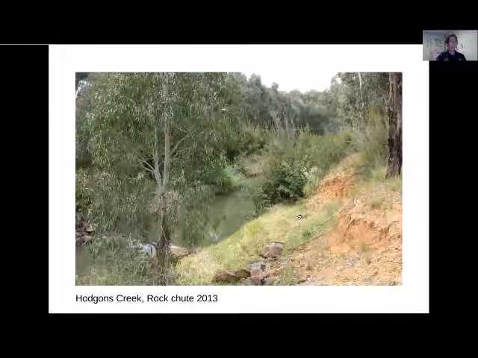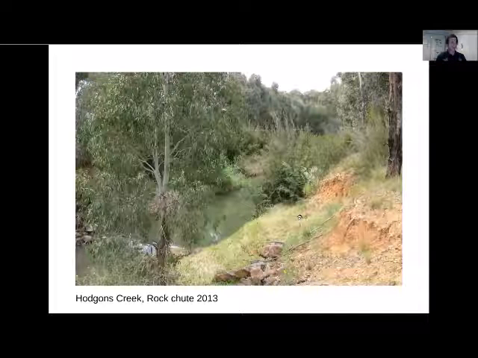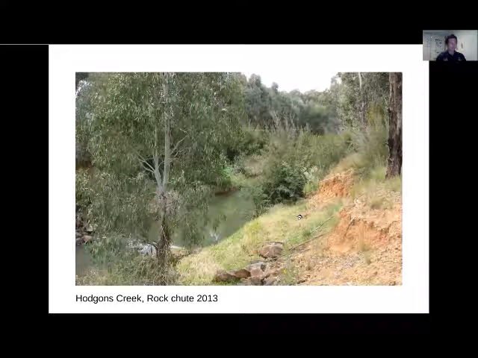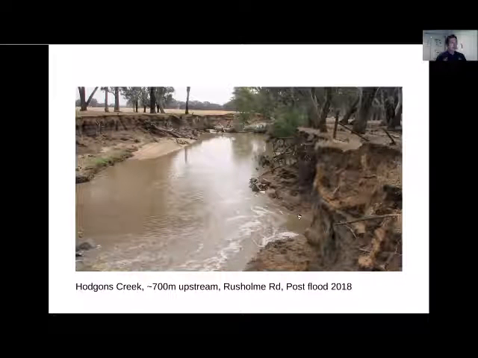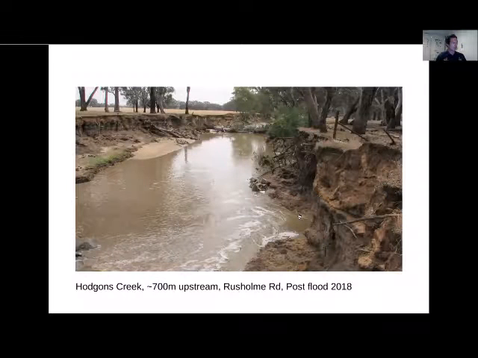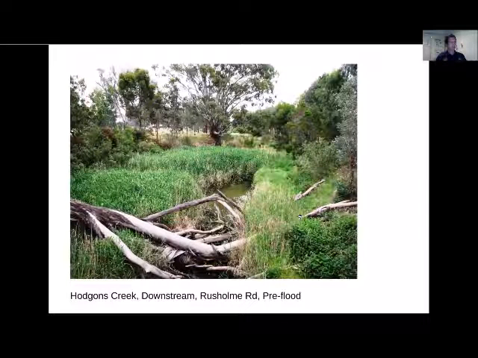This is the same sort of area. This is looking downstream from Rusholme Road, from the bridge there. And you can see, again, a really healthy system. You can't see the rock, but it's just down there through that Phragmites, which is that common reed that you're looking at down there in stream.